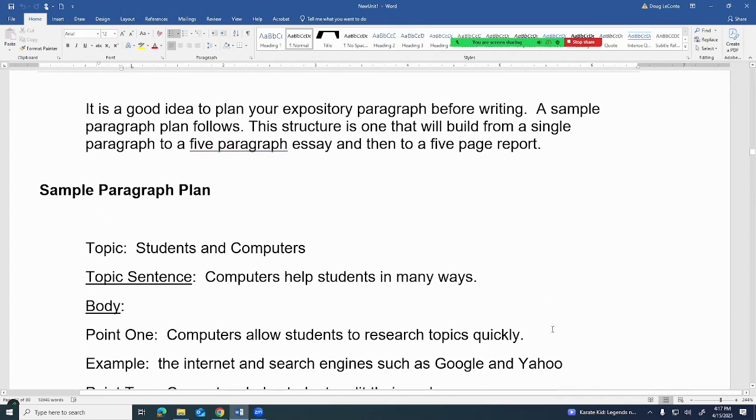Okay, so this is one of the great things about learning how to do paragraphs well, is that by doing so, you create a backbone, a structure that can be expanded upon and made larger when you have to do essays.